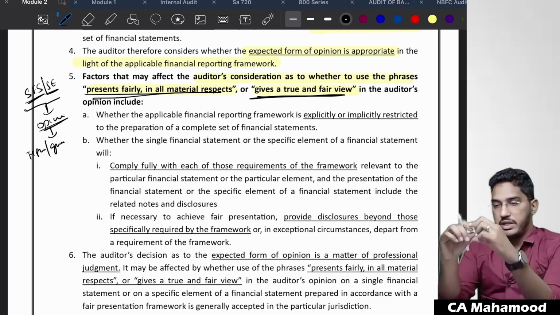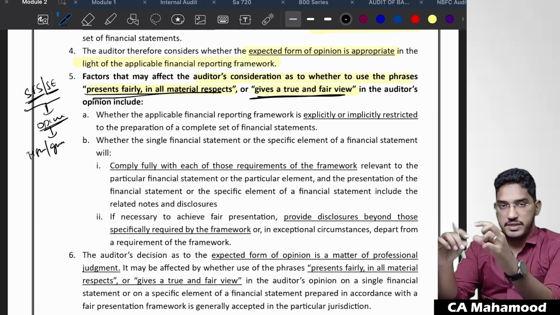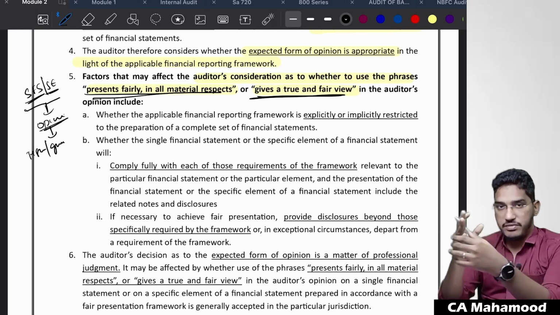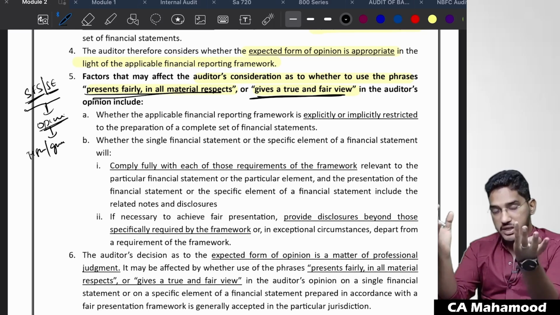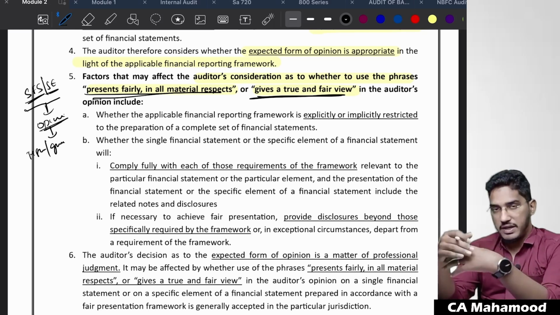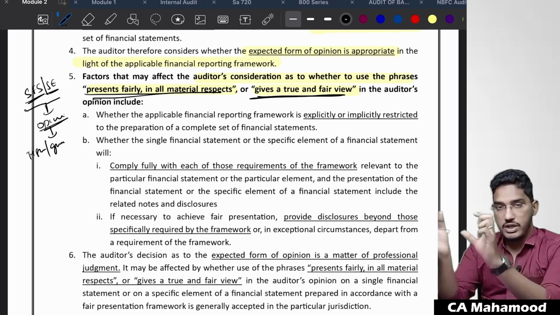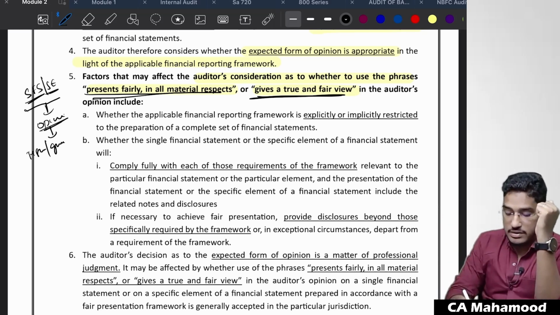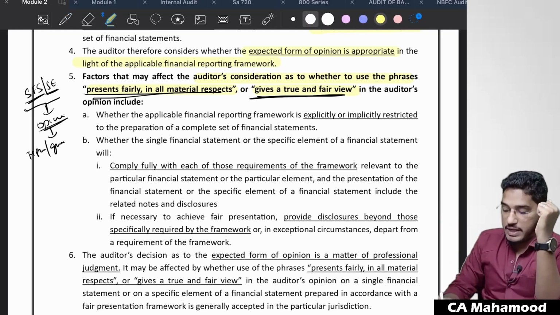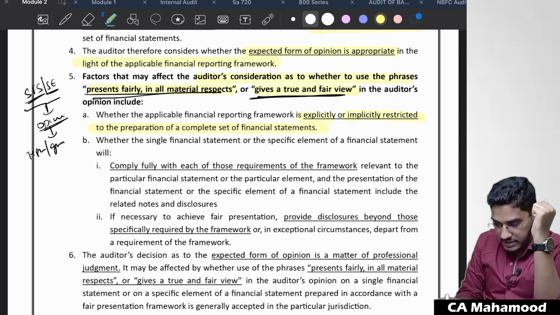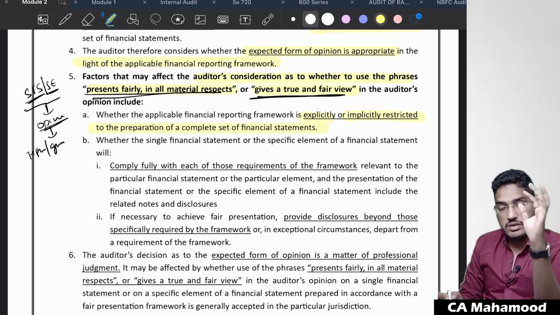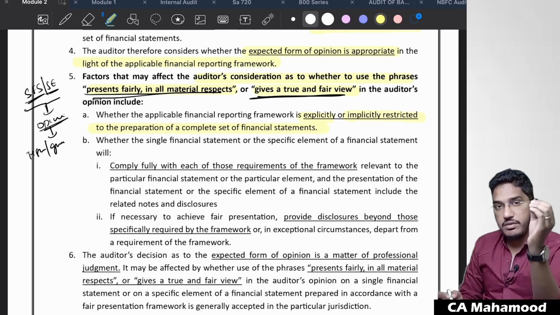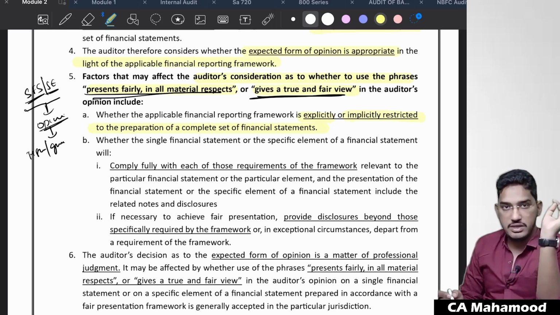So when you are giving an opinion on a single financial statement or specific element, whether you can use these phrases in your opinion paragraph depends on some factors. Which factors are they? Number one, whether the applicable financial reporting framework is explicitly or implicitly restricted only to the preparation of a complete set of financial statements. Whatever framework you have used for the preparation of single financial statements is the same framework that is followed even for a complete set of financial statements.